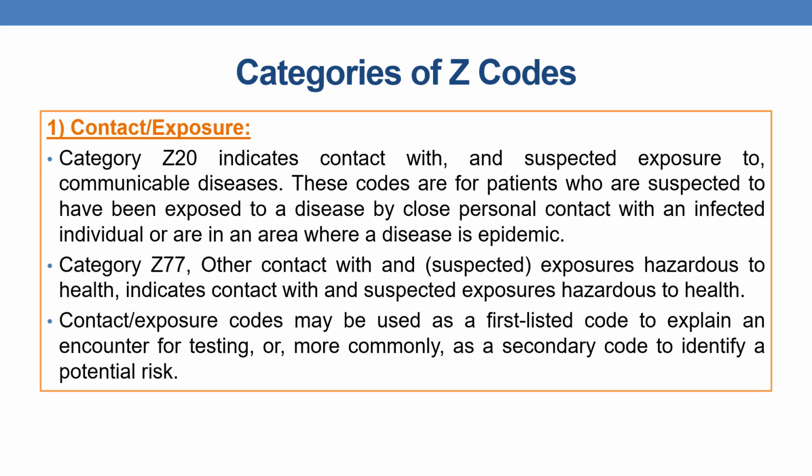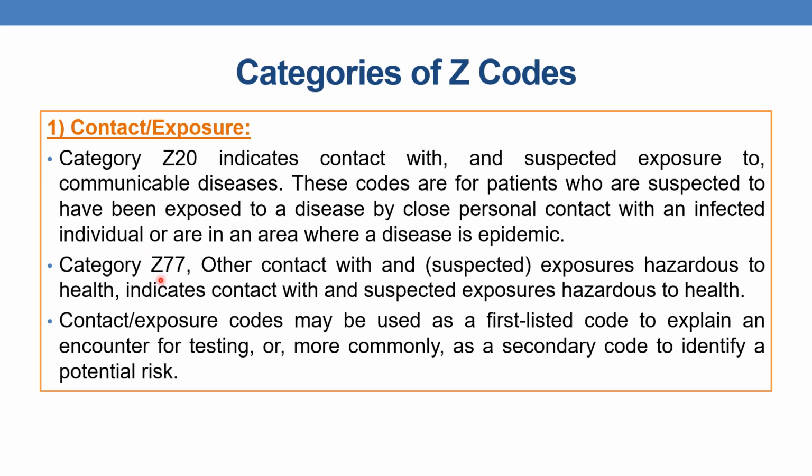Now coming to the first category, that is contact and exposure. In that we will be discussing two subcategories, Z20 and Z77. Coming to Z20, it indicates contact with and suspected exposure to communicable diseases. These codes are for patients who are suspected to have been exposed to a disease by close personal contact with an infected individual or are in the area where a disease is epidemic.